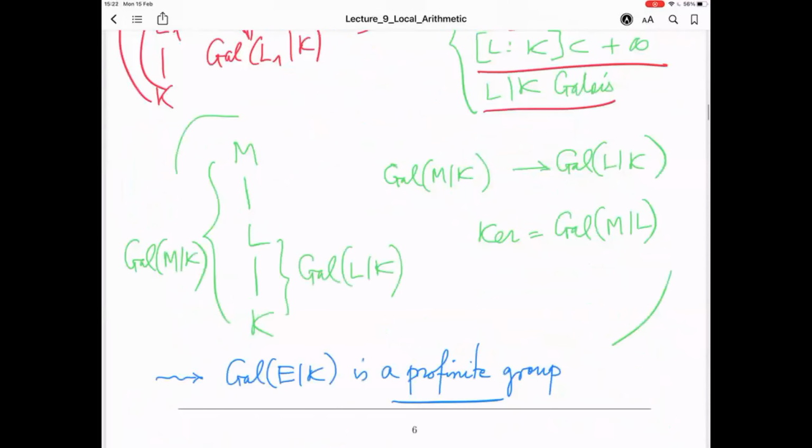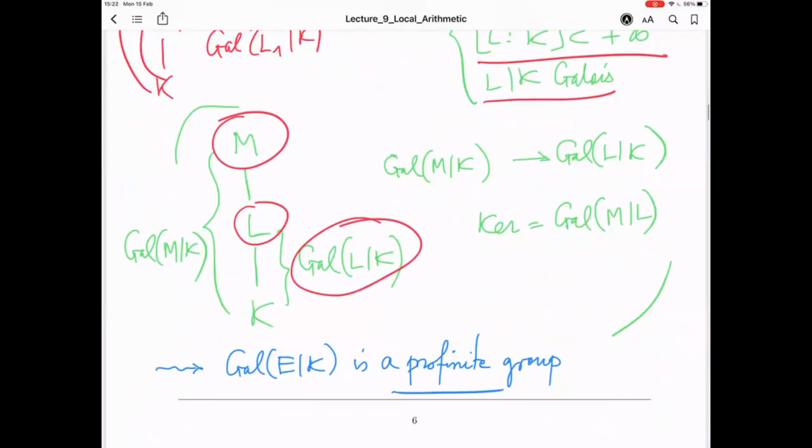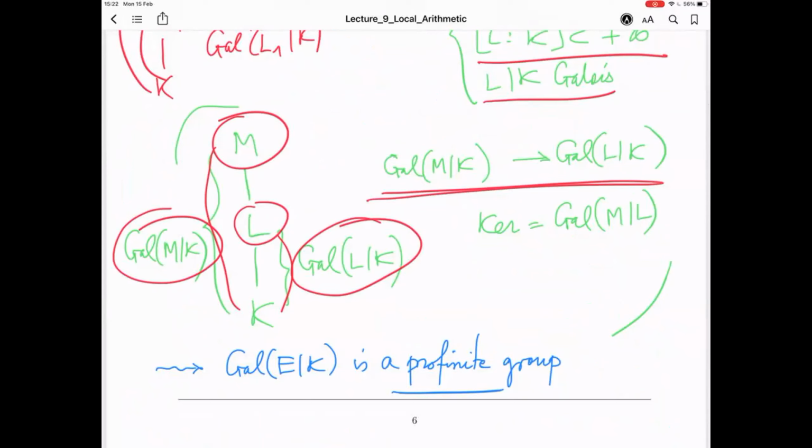It's explained here. Instead of calling them L1 and L2, I've called them L and M. So you have the Galois group of L over K, and the Galois group of M over K. Of course, it's being assumed that L and M are both Galois over K. Then the Galois group of L over K is a quotient of the Galois group of M over K, and the kernel is the Galois group of M over L.